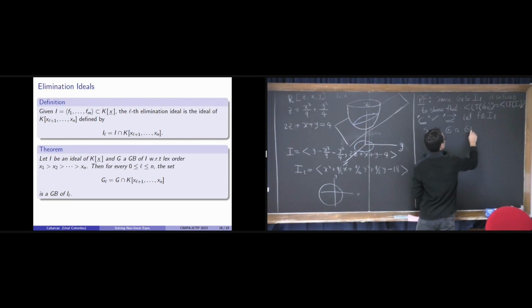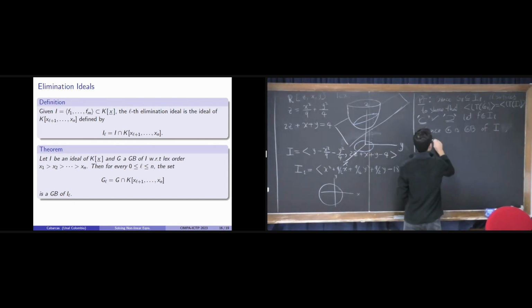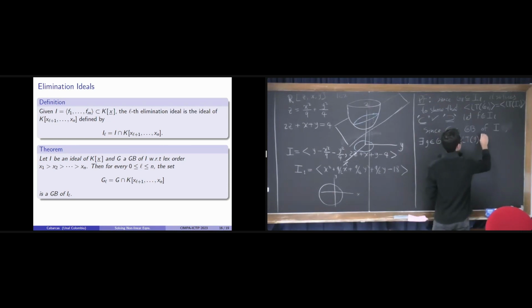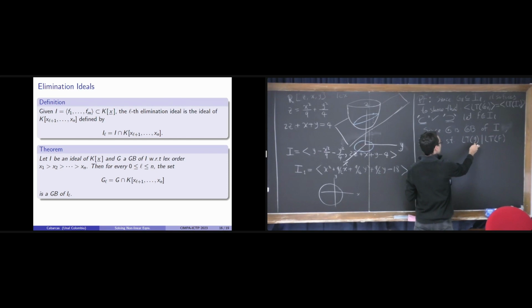Since G is a Groebner basis of I, and F is an element in I, there exists g in G such that the leading term of g divides the leading term of F. But that's not enough. We want g to be in G sub L. All we know so far is that g is in capital G.